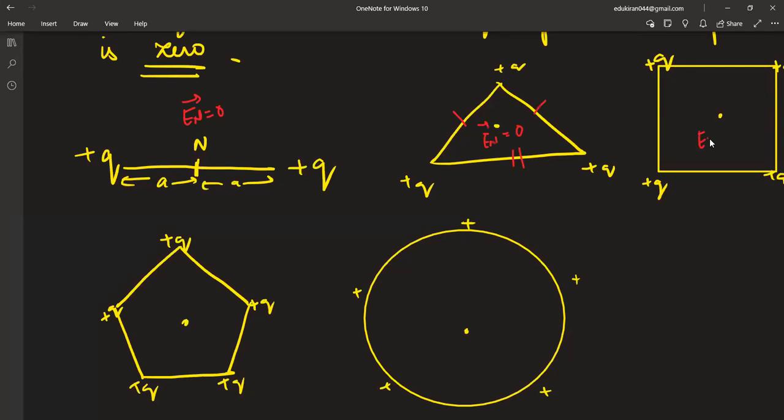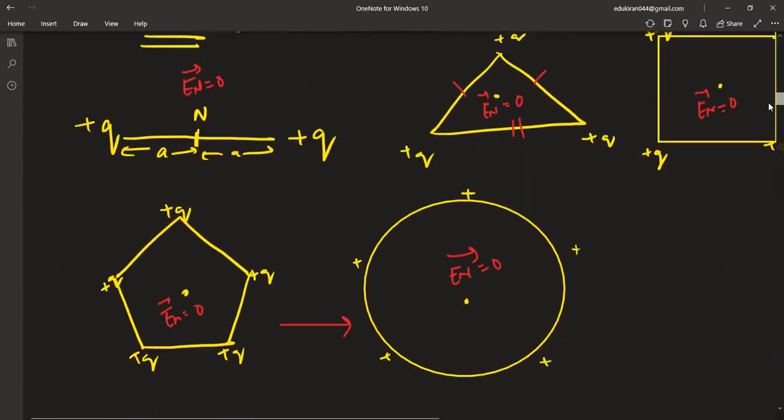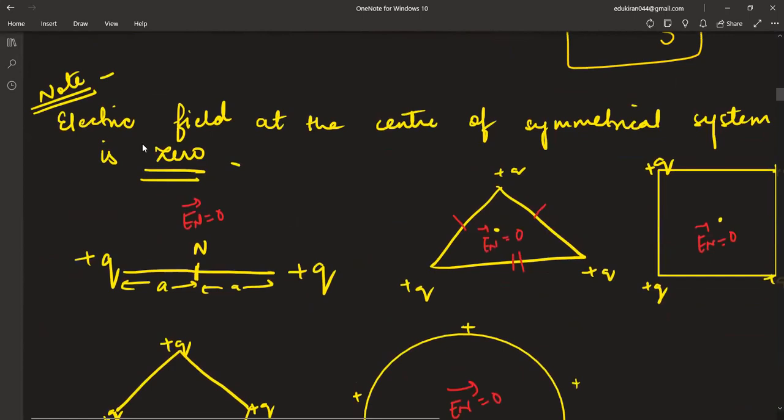Similarly, for a square, net electric field at the center is 0 if all the sides are the same and all the charges are the same. Similarly, for a pentagon, E net is equal to 0. Keep on increasing the size. Net field at the center of a symmetrical system will always be 0. And all these lines extend, ultimately leading to a circle. So at the center of a circle also, you will have net electric field 0. Especially people who have to appear for their entrances, this technique is very important. Otherwise, in board exam, nobody will ask you separately to prove it. But keep in mind the answer would be 0. Now note it down.